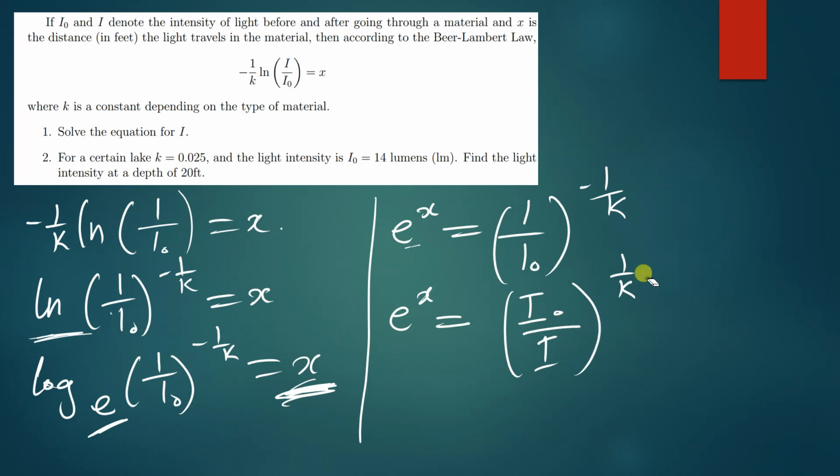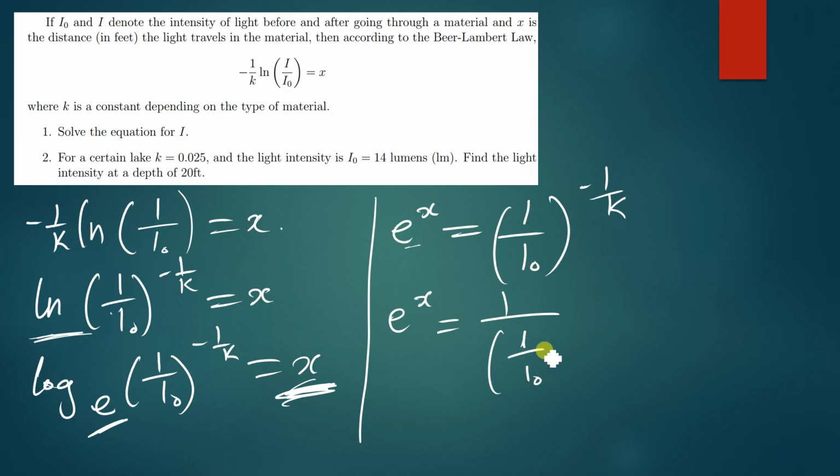If you don't want to do it this way, you can simply follow the normal way that everyone does it, which is saying e to the power x is equal to 1 over everything that is in the brackets there, 1/I naught to the power -1, oh sorry, this now becomes positive, which is just the same as what I wrote, I naught over I to the power 1/k. You just switch what is inside to get rid of this negative.